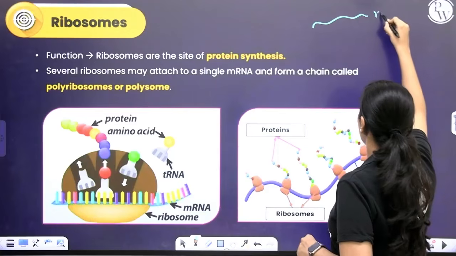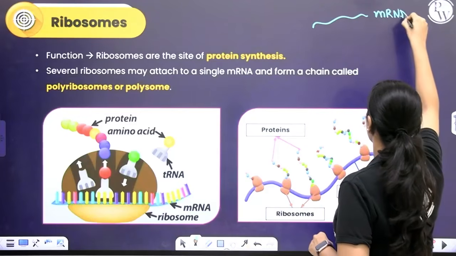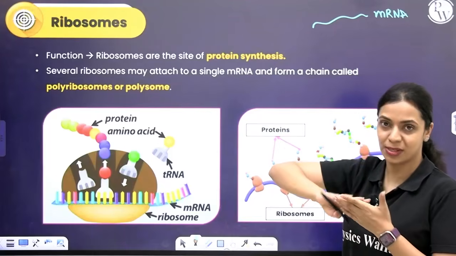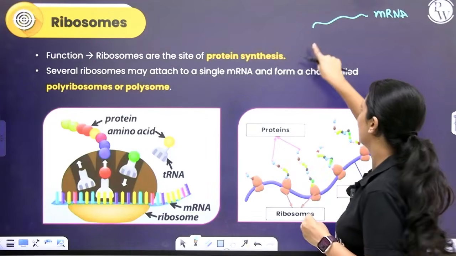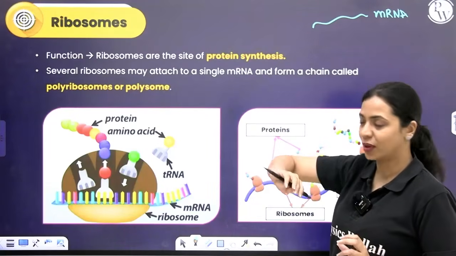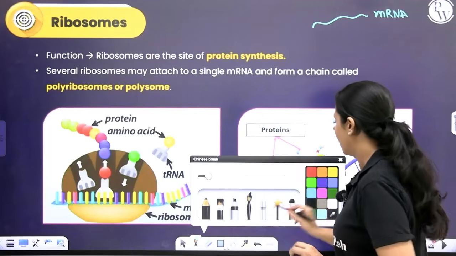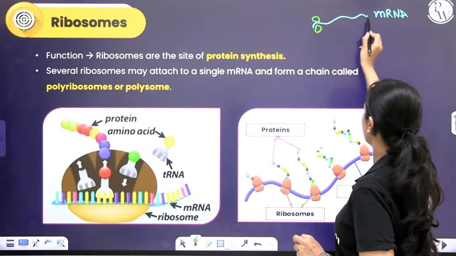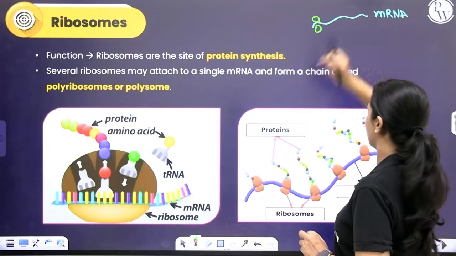There is a molecule, a type of RNA called mRNA. This mRNA will have the message for protein synthesis. What kind of protein has to be synthesized? That message mRNA will get from the DNA. Okay, so these ribosomes will start reading the message on mRNA and moving from one end to the other.